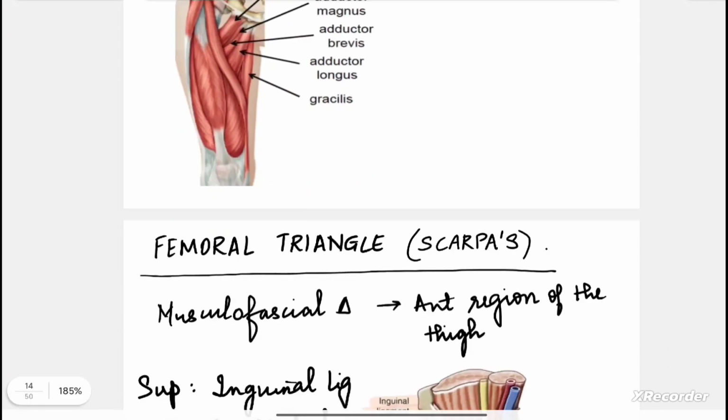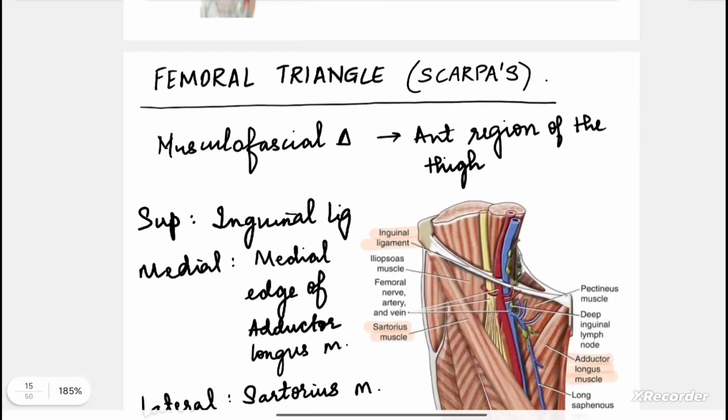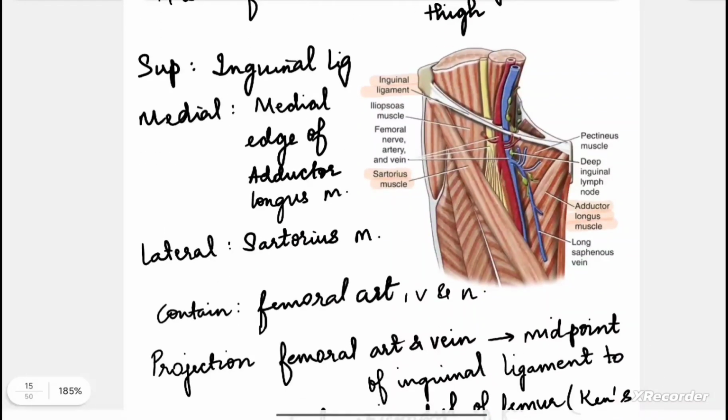These are the medial compartment. Now next is the femoral triangle, which is also called Scarpa's triangle. It is a musculofascial triangle in the anterior region of the thigh. Borders: superiorly there is the inguinal ligament.